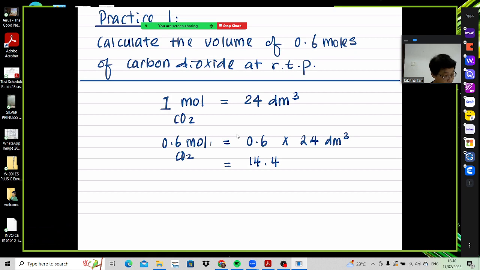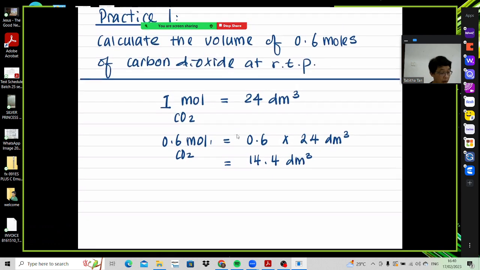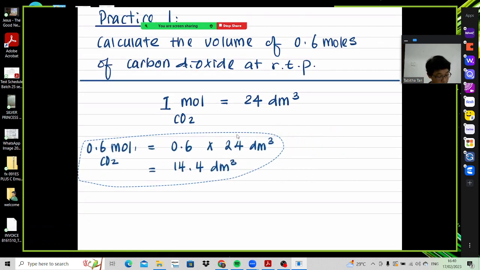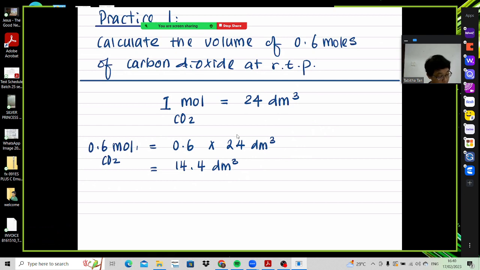14.4 dm cube. Just in case you want it in cm cube, it is easy. Let me show you. If this is in dm cube, and you want to work in cm cube, it is as easy as this. So just put in here.